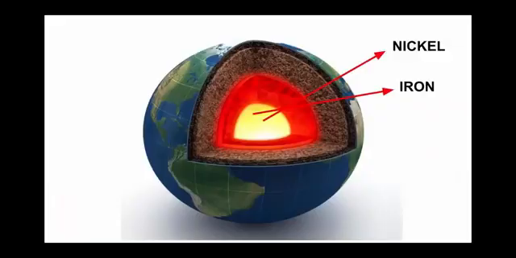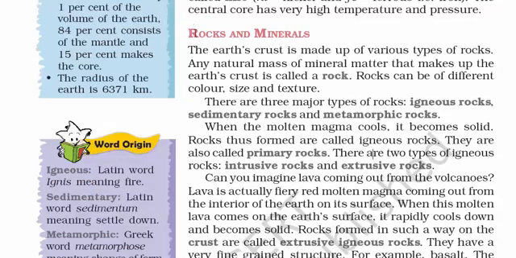Now you must be wondering what is there inside the core. Since the central core has very high temperature and pressure and is super hot, it consists of nickel and liquid iron. Now let's read about rocks.